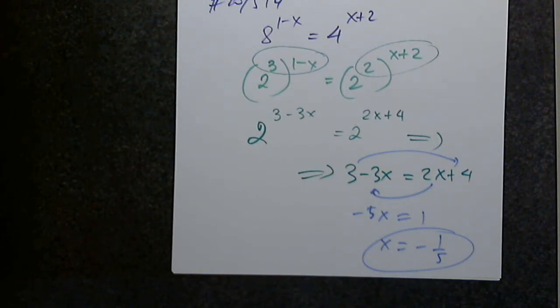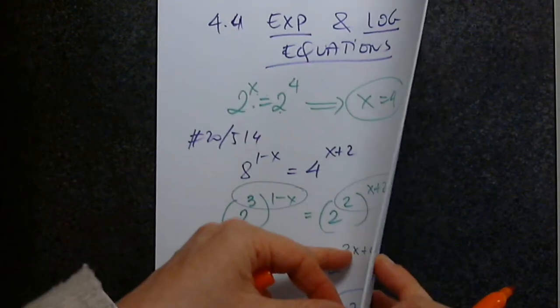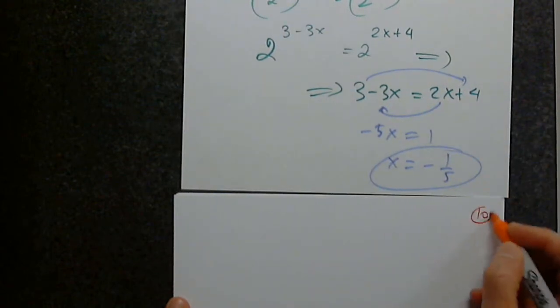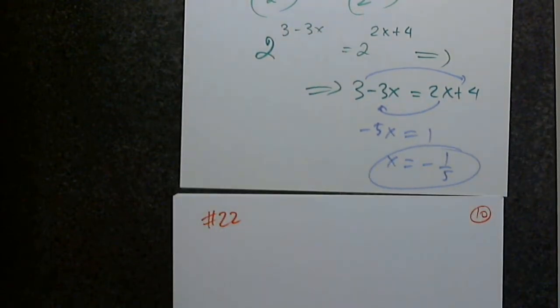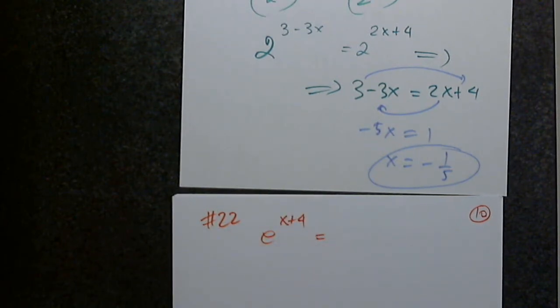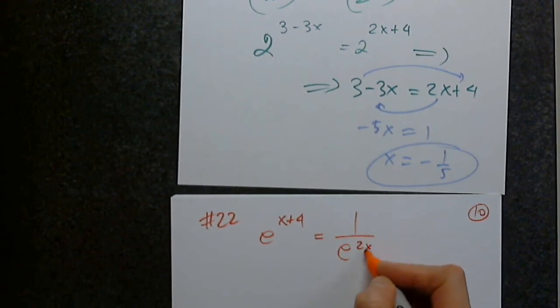Let's choose, let's say, 22. Any questions on the previous problem, please? 22: e to the x plus 4 equals 1 over e to the 2x.